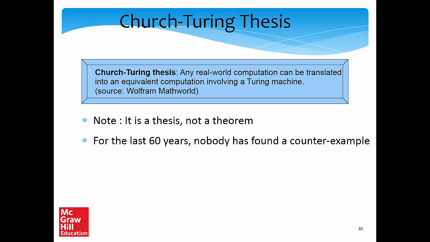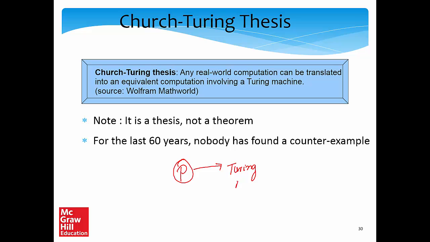And it is up to others to find a counterexample, but in the last 60 years or so, we have not found one. So you can think of a thesis as a hypothesis. The Church-Turing thesis says that any real-world computation can be translated to an equivalent computation involving a Turing machine. So if I have a program which is a real-world computation, I can translate it to an equivalent computation which does exactly the same thing on a Turing machine.